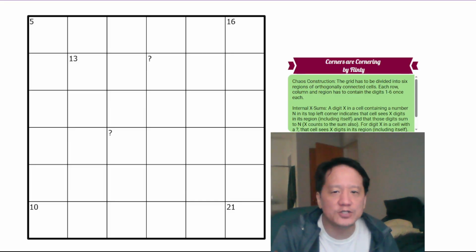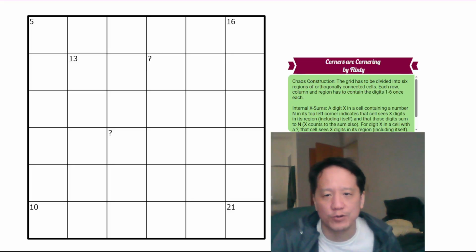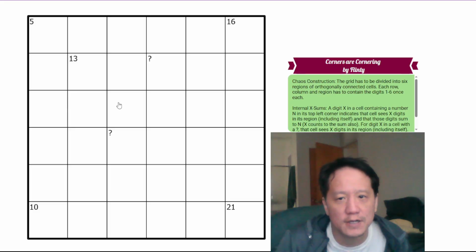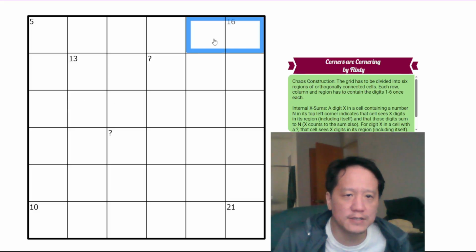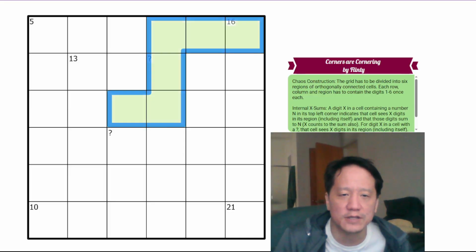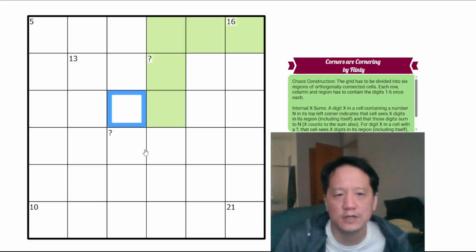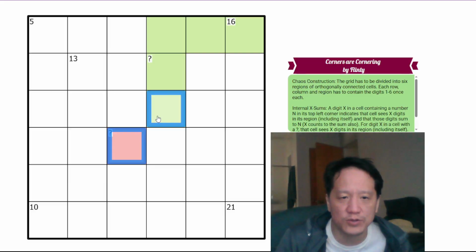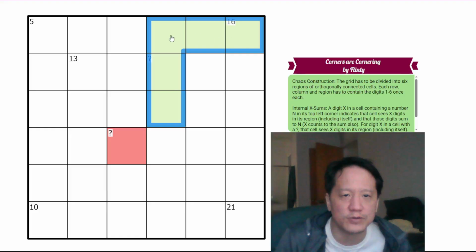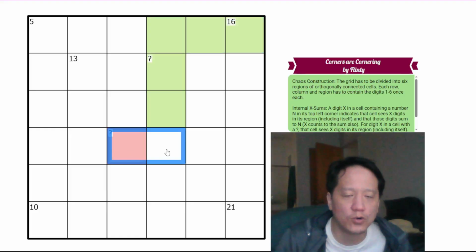We have chaos construction, where the grid has to be divided into 6 regions of orthogonally connected cells. And what does it mean to be orthogonally connected? It means you can go from any cell in a region to any other cell in that same region just by going through edges, all while staying within the region. So this would be a valid orthogonally connected region. This would not be, because you have to go through a corner to connect to any of the other cells in the region, or go outside the region, which is not allowed.